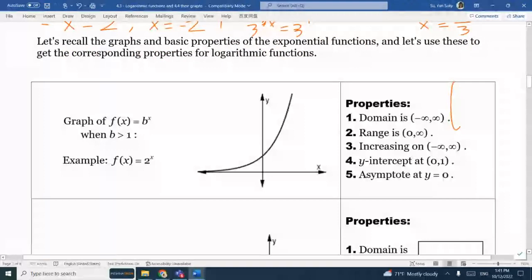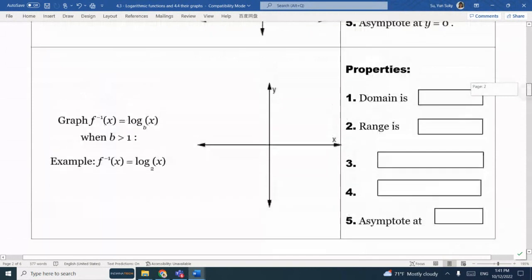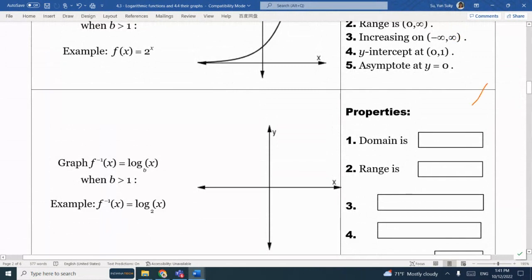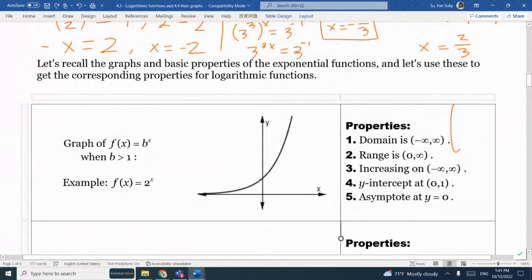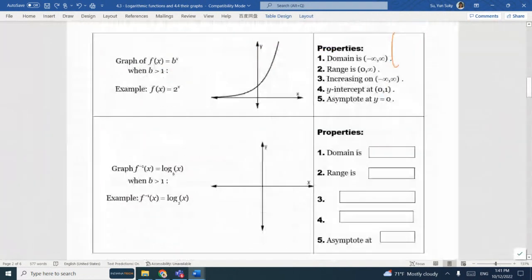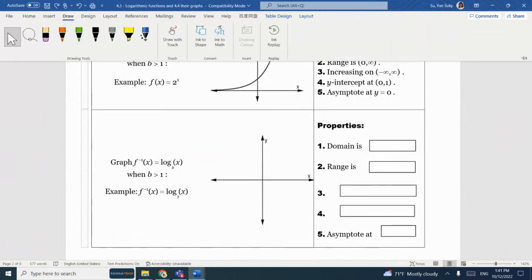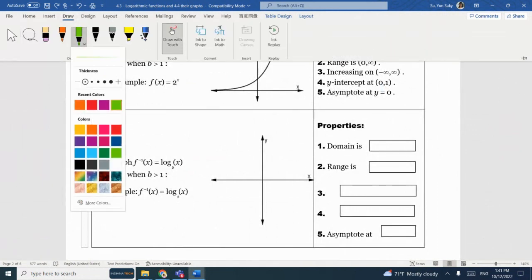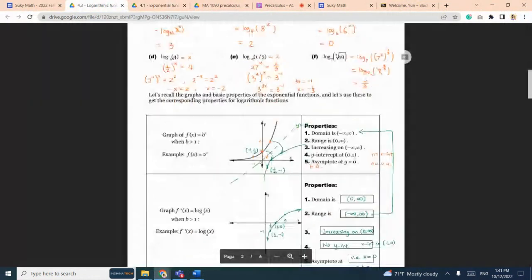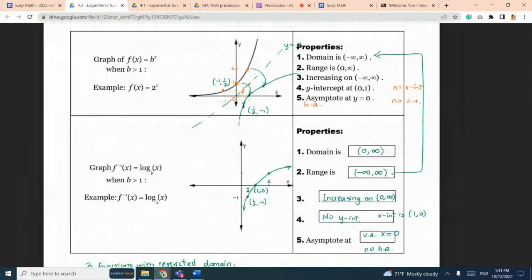Okay, so let's recall the graph of the exponential function, and then we want to draw the graph of the logarithmic function. So I want to shrink it a little bit so you can see them. We already drew the inverse function, right? Let me pull out the notes with answers to save some time. Is that okay? I pull out the notes with answers because it's hard to draw like this.